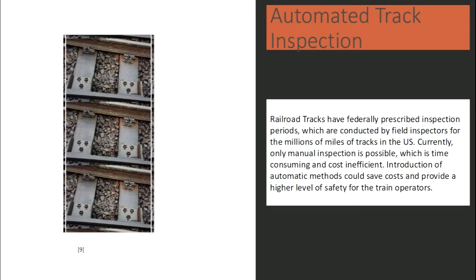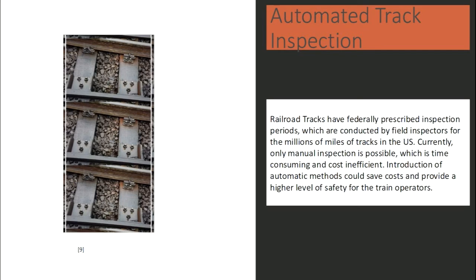Hello everybody. Today we're going to be talking about automated track inspection. Railroad tracks have fairly prescribed inspection periods, which are conducted by field inspectors for the millions of miles of tracks in the U.S. Some tracks require inspections as often as twice per week, and this is done physically by people looking at the track directly.